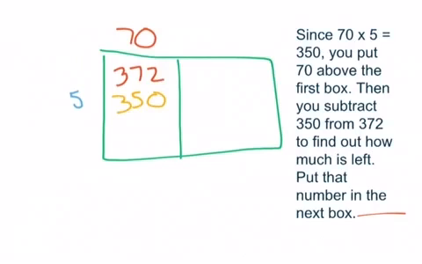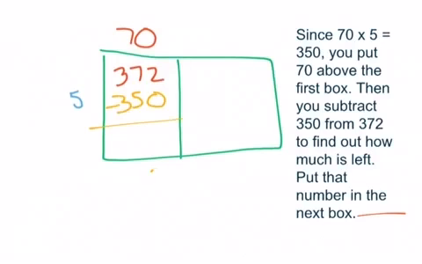So I started with 372. I put 70 into each group of 5. So if I have 5 kids, I gave 70, 70, 70, 70, 70 away. So I gave away 350. I've given away a lot, so I need to figure out how much is left. In order to do that, you subtract.